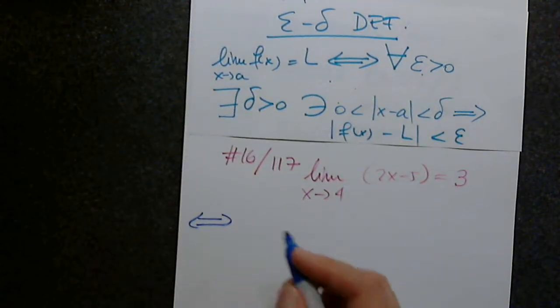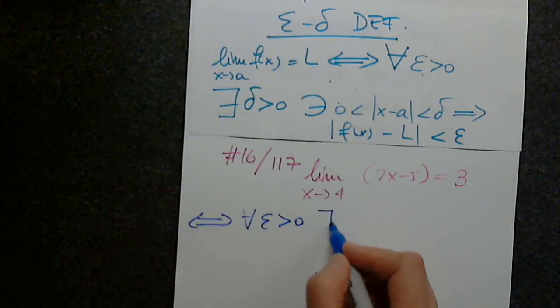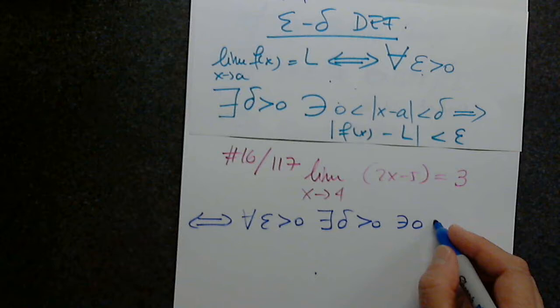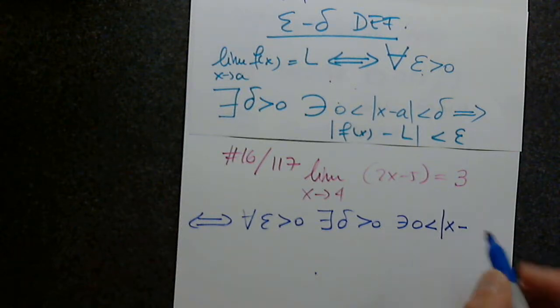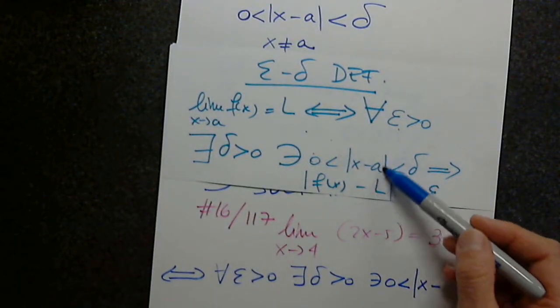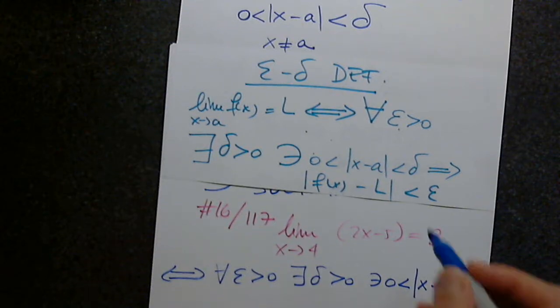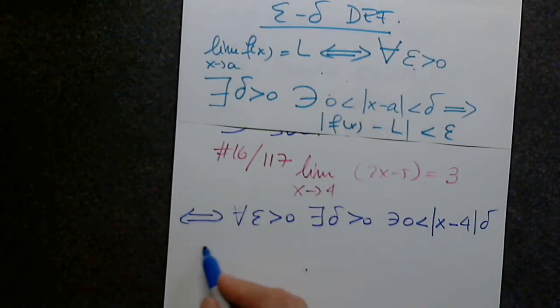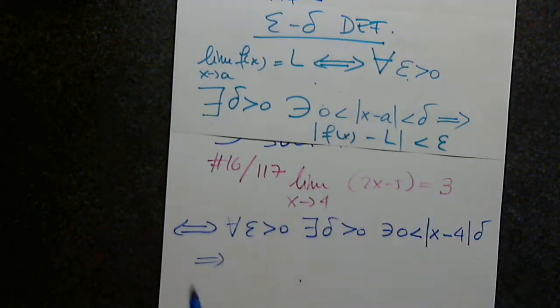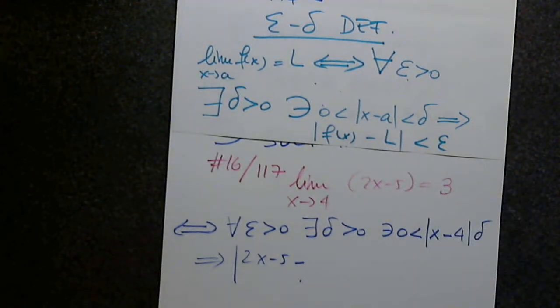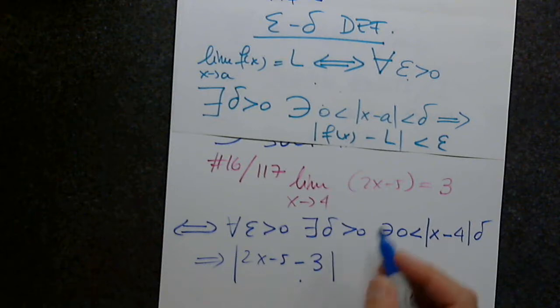I have to write it all the time. For every epsilon greater than 0, I will find a delta greater than 0 such that, careful now, 0 less than the absolute value of x minus, now I have to identify this, what is a in our problem? Excellent. Less than delta will imply, what is f of x in our problem? 2x minus 5 minus, what is L in our problem? Less than epsilon.